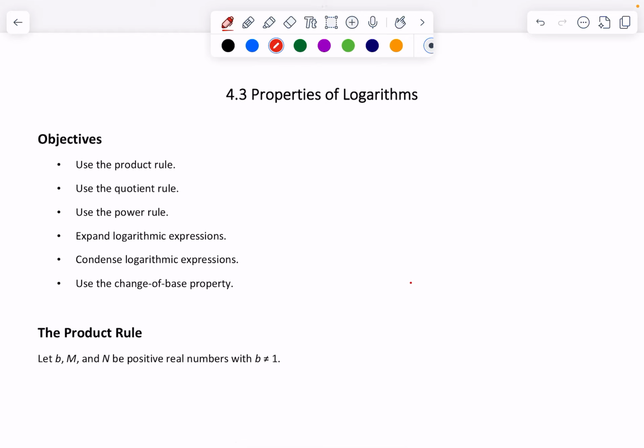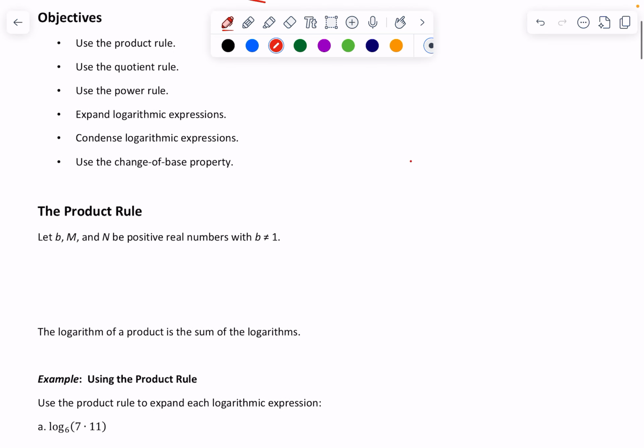Hello. So this is lesson 4.3, and we're going to continue with the logs. Now we're going to talk about the properties. So we're going to start with the product rule. So we have b, m, and n, all positive real numbers with b cannot equal 1.